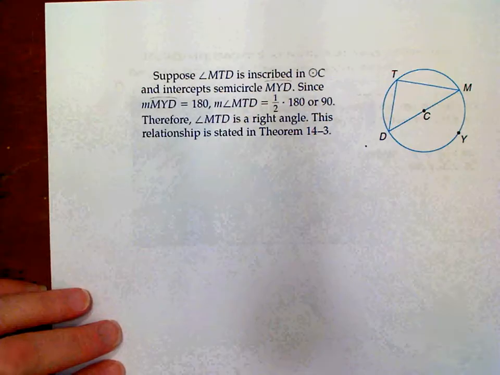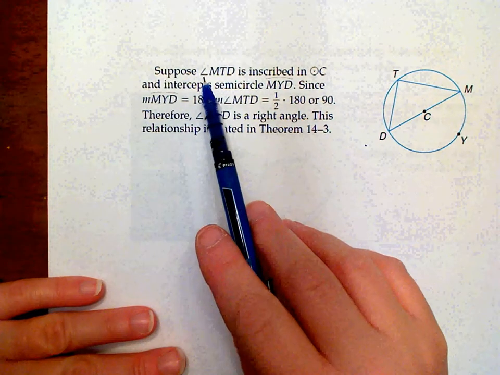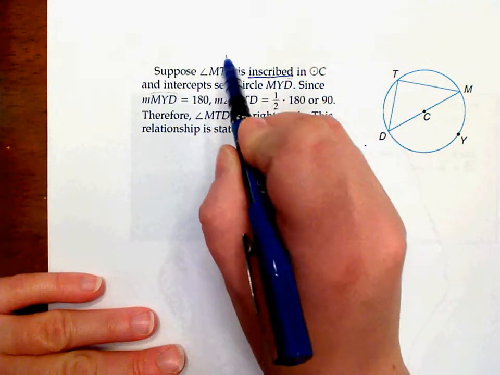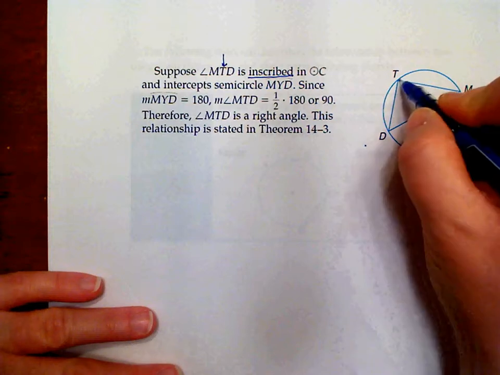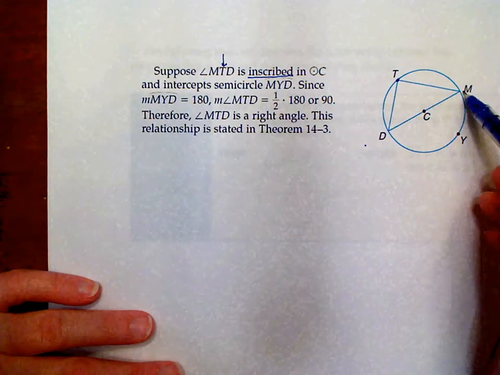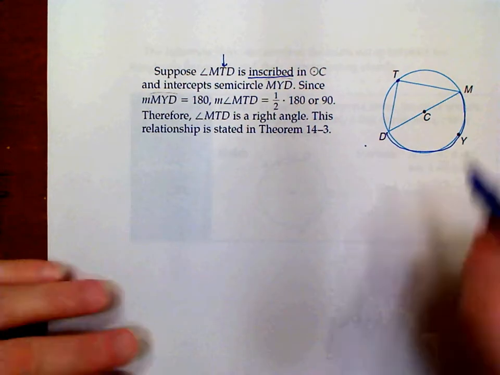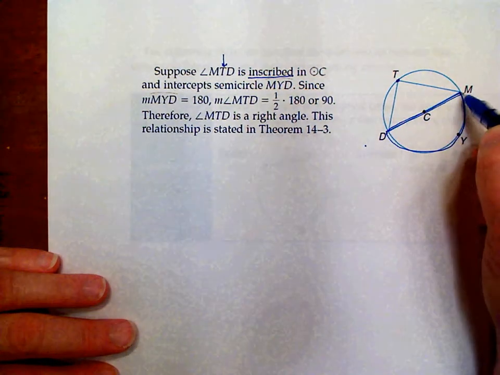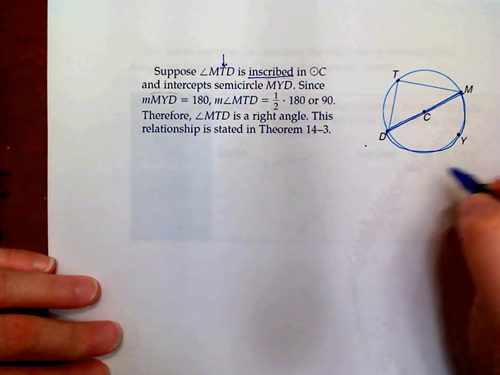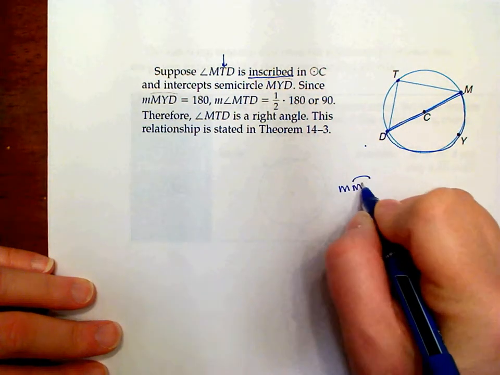Okay, in the next example, it says suppose that the angle MTD is inscribed in circle C. When it says it's inscribed, it's just telling you that the vertex is on the circle, which we can see. T is on the circle. It's intercepting a semicircle, MYD. If MYD is a semicircle, then this segment connecting points M to D has to be a diameter. And we remember semicircles are half of the 360 degrees. So the measure of the arc MYD, that semicircle, is exactly 180 degrees.